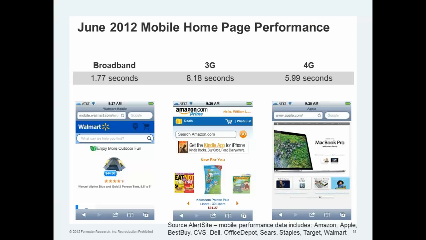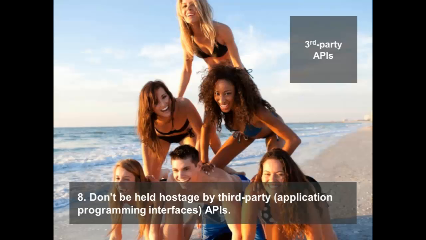Here's some mobile homepage performance differences. And this has less to do with the version than it has to do with the bandwidth, right? So, I mean, you can see here that on a 3G network this page takes 8.18 seconds versus 4G 6 seconds. Gee, you'd think, the way they talk about 4G, it would be half a second. But there are big differences here, and you have to understand these differences to understand what the customer's experience is going to be.